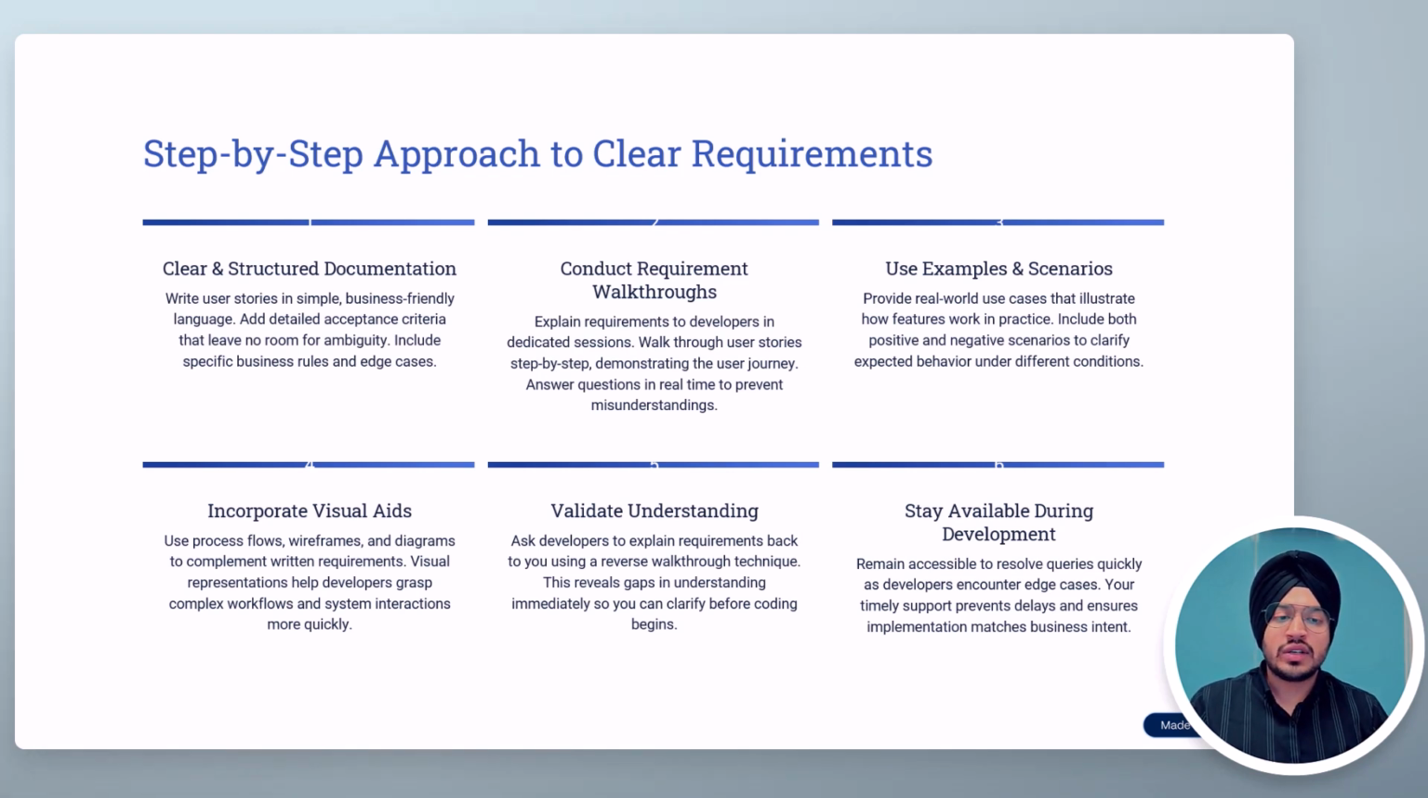In the documentation, we need to use examples and scenarios so that the requirements get understood by the developers clearly. We can also incorporate visual aids such as process flow diagrams and system interactions, which will give even more clarity for the requirements. Further, we need to validate the requirement with the developers. So we need to ask the developer to explain the requirement back in case it is a complex requirement.